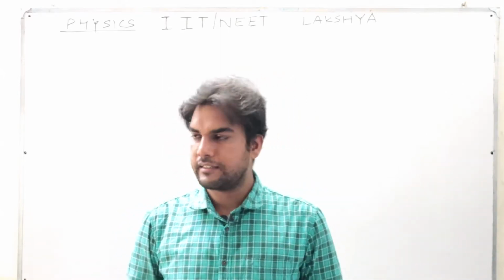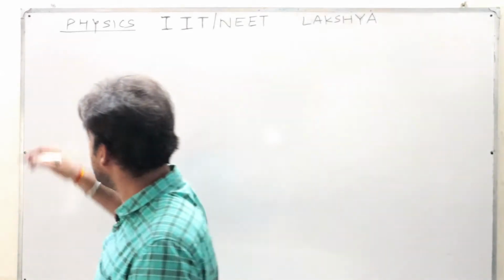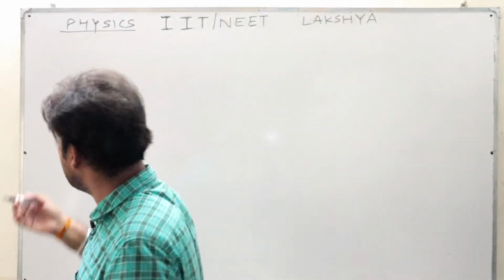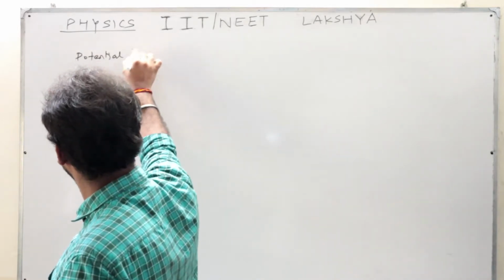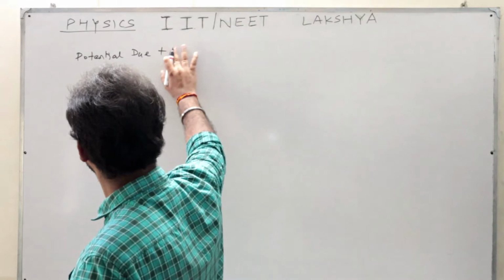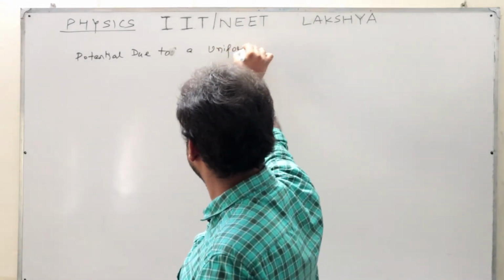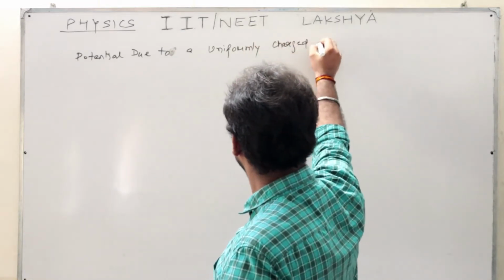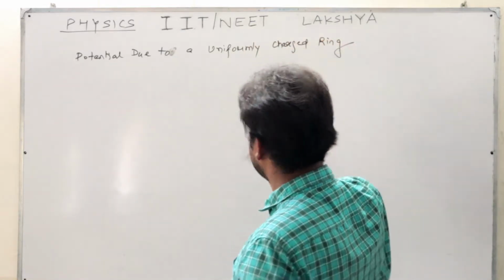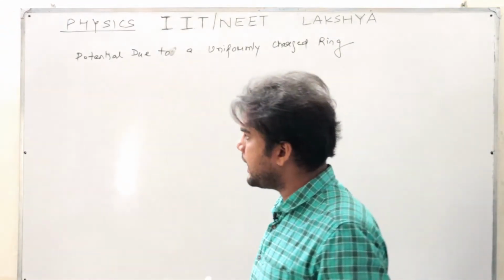So let us start with potential due to a ring. First I will take potential due to a ring. How to calculate the potential due to a uniformly charged ring? We are going to calculate the potential at the axis of the ring as well as at the center.